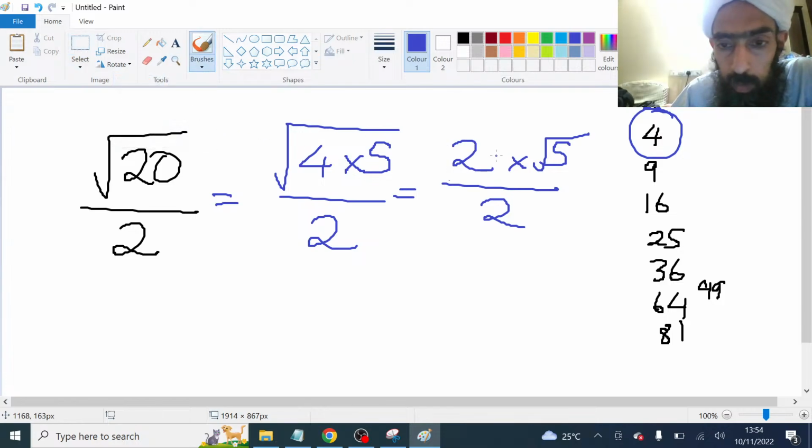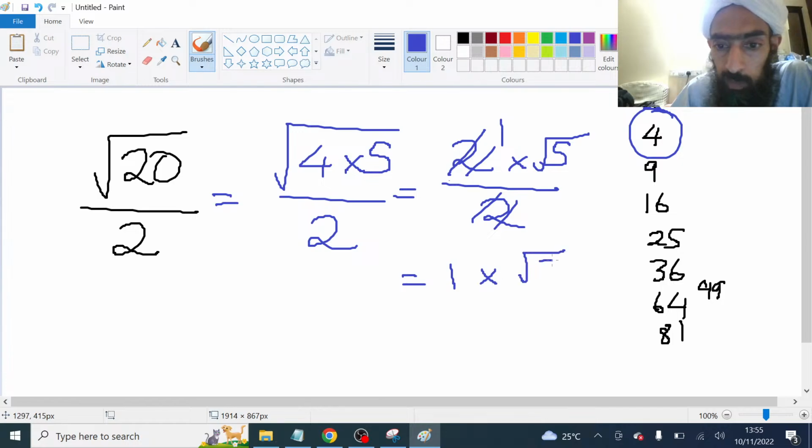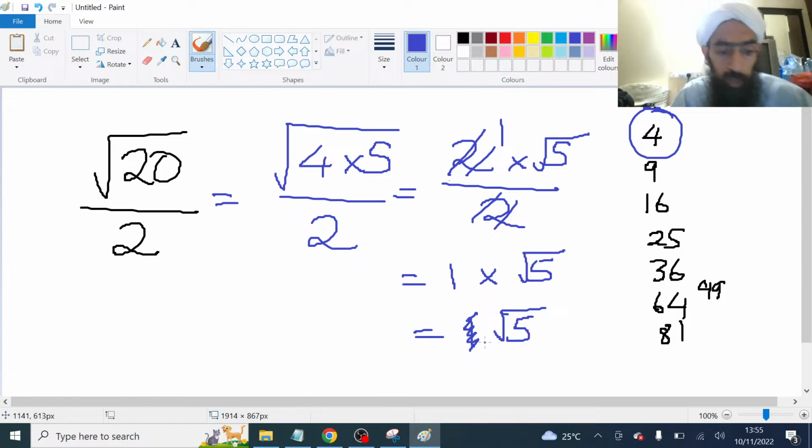And then what you notice is that 2 is at the top and 2 is at the bottom, so they cancel. Any number divided by itself is just 1. So then the final answer, almost the final answer, is 1 times root 5. Drop the times sign, 1 root 5. But anything times 1 isn't really necessary, so we can even drop the 1. So the answer is root 5.